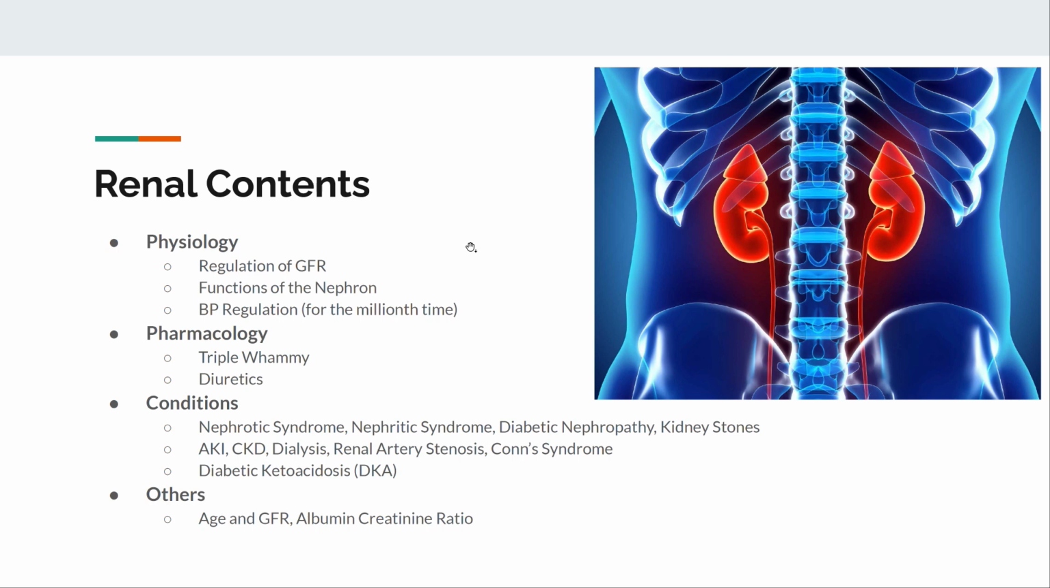So we're going to cover the physiology, basically, 2 points from pharmacology, some conditions that are high yield, and just finish off with some points based on kind of physiology and disease monitoring to do with GFR and the albumin creatinine ratio.